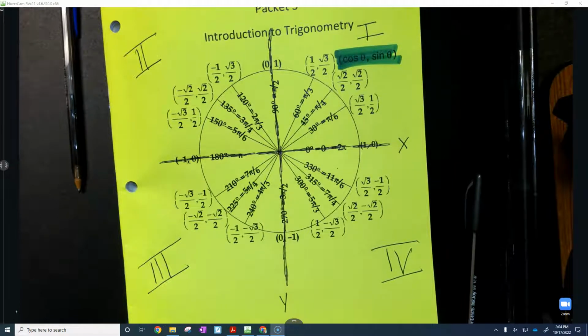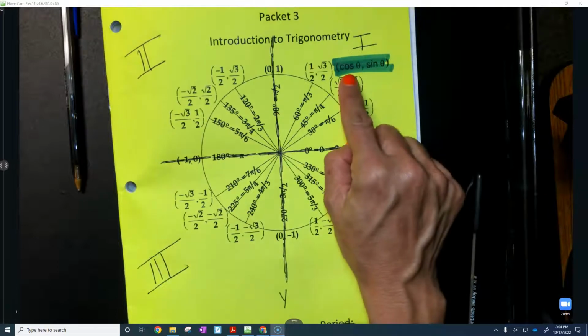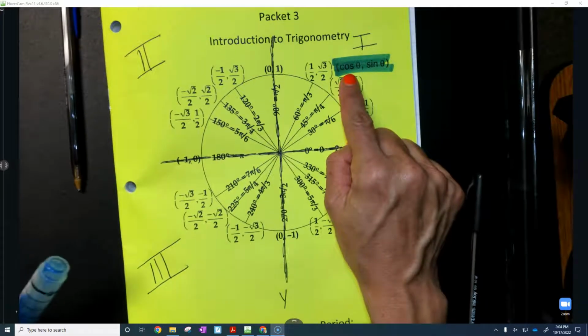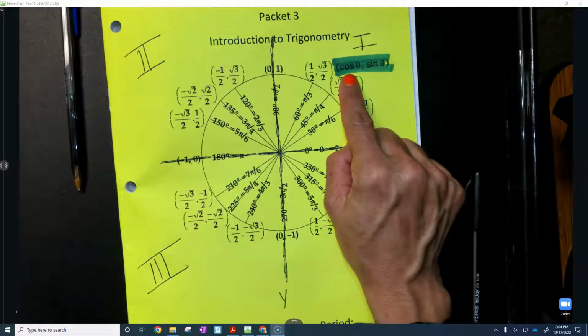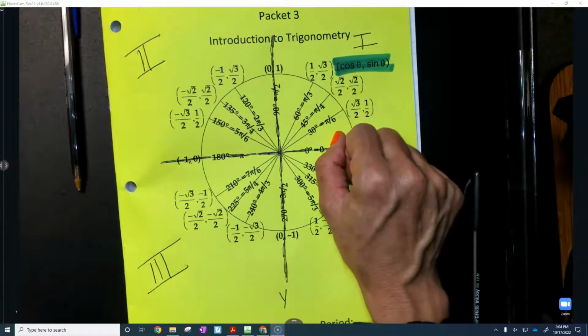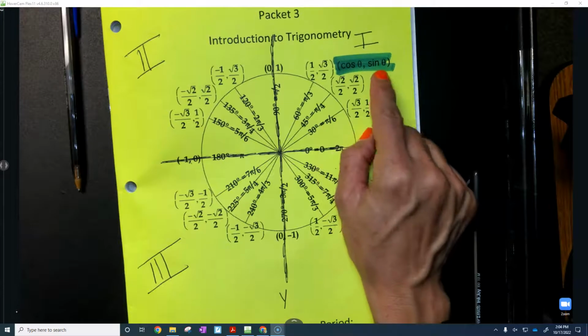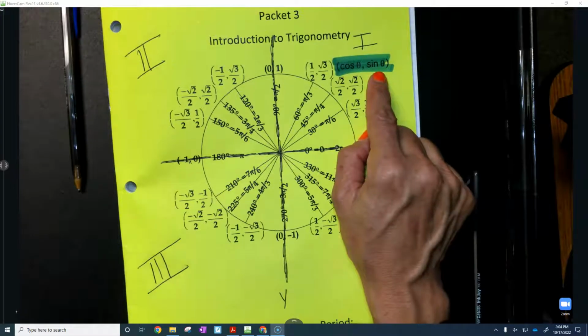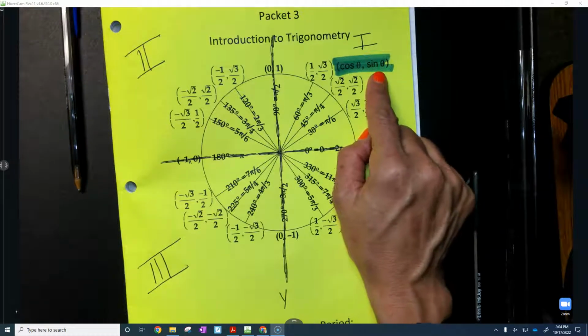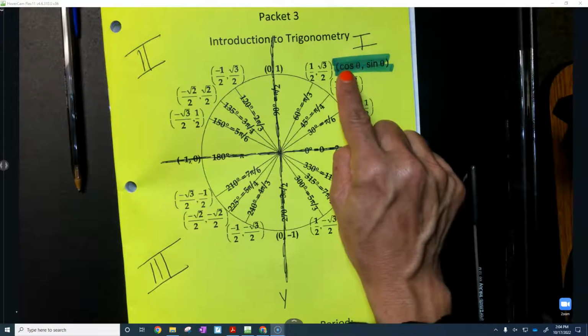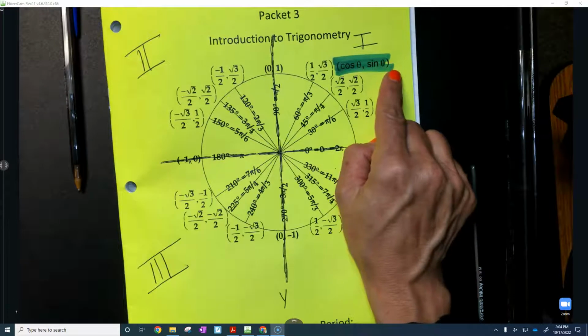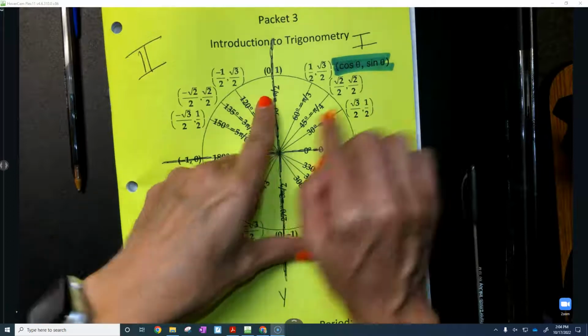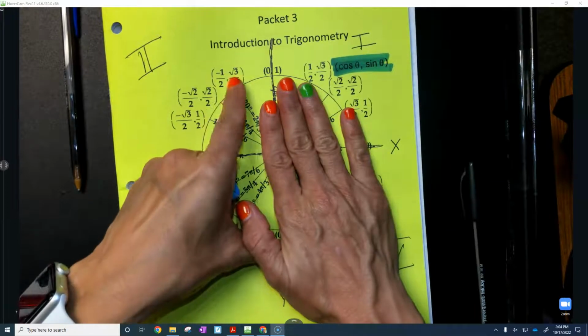On the outside of the circle are ordered pairs, but on the unit circle, we drop x and y. We don't use x, we use cosine. Oh, what's the ratio for cosine? X over r. For the y coordinate, we don't use the letter y, we use sine. Oh, what's the ratio for sine? Y over r. So this is x, and this is y. Now again, only look at the outside, don't look at the inside.